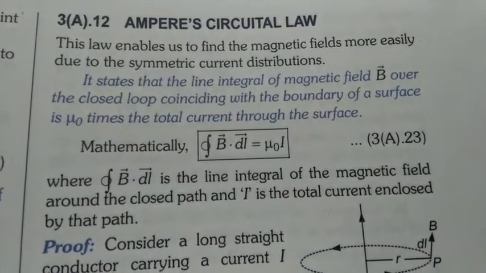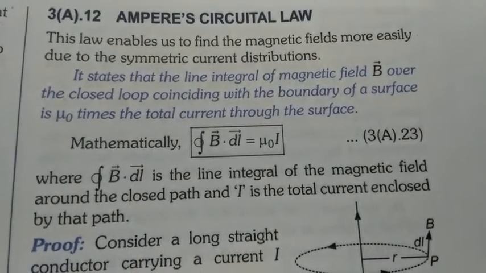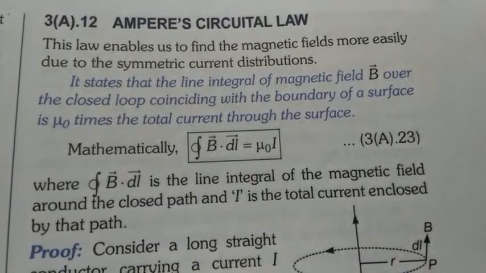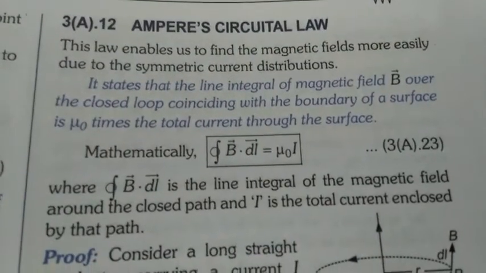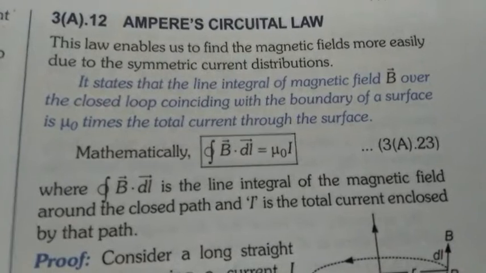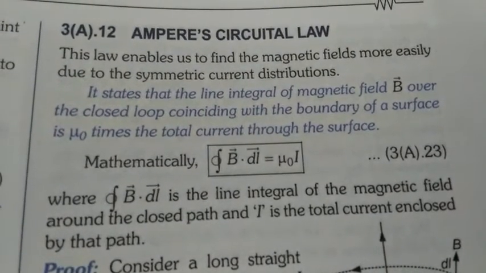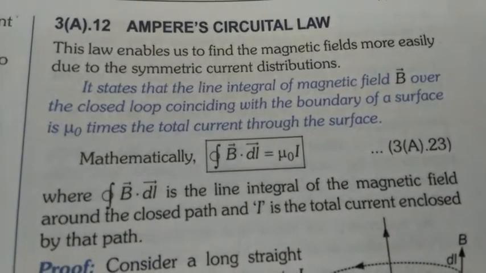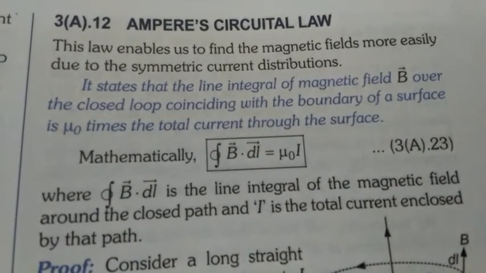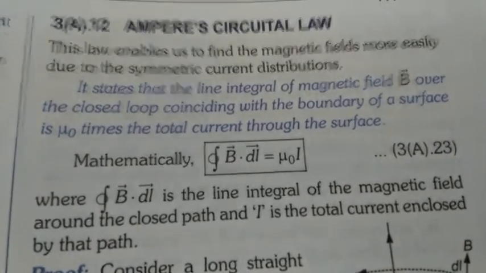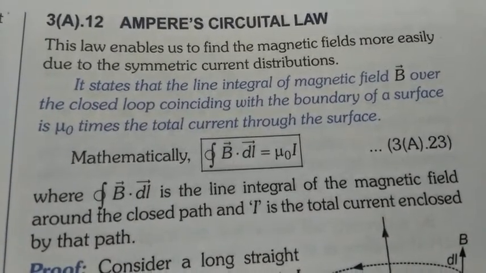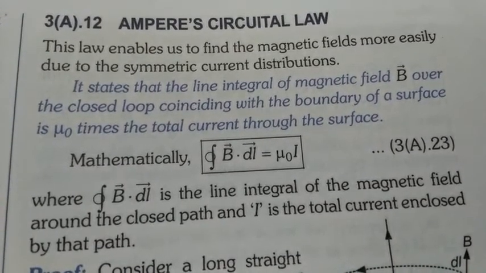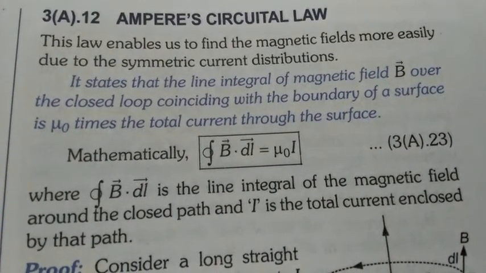With Biot-Savart law, one more important law is there which is related to magnetic field. It is called Ampere's circuital law. For electric field, when we discuss the force between two charges, there is Coulomb's law. Similarly, when we are talking about magnetic field, we have Biot-Savart law. Coulomb's law and Biot-Savart law are for electric field and magnetic field.